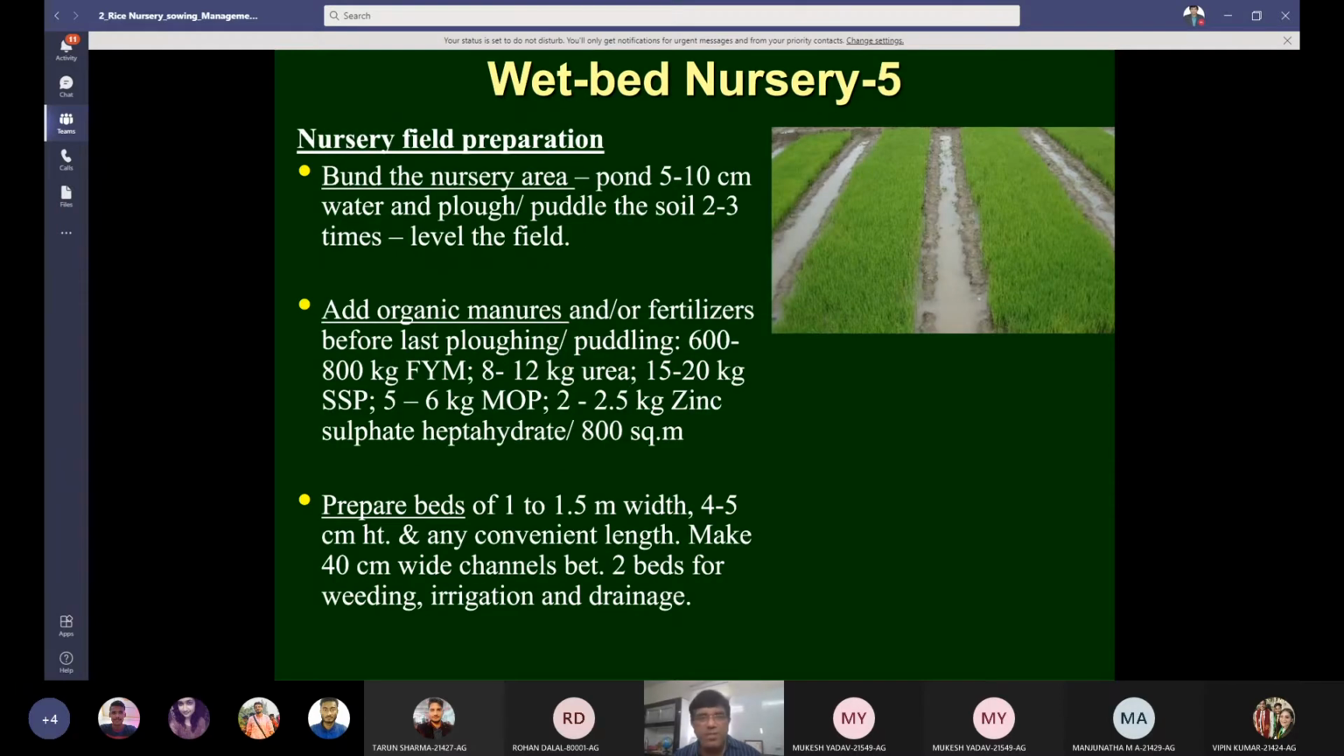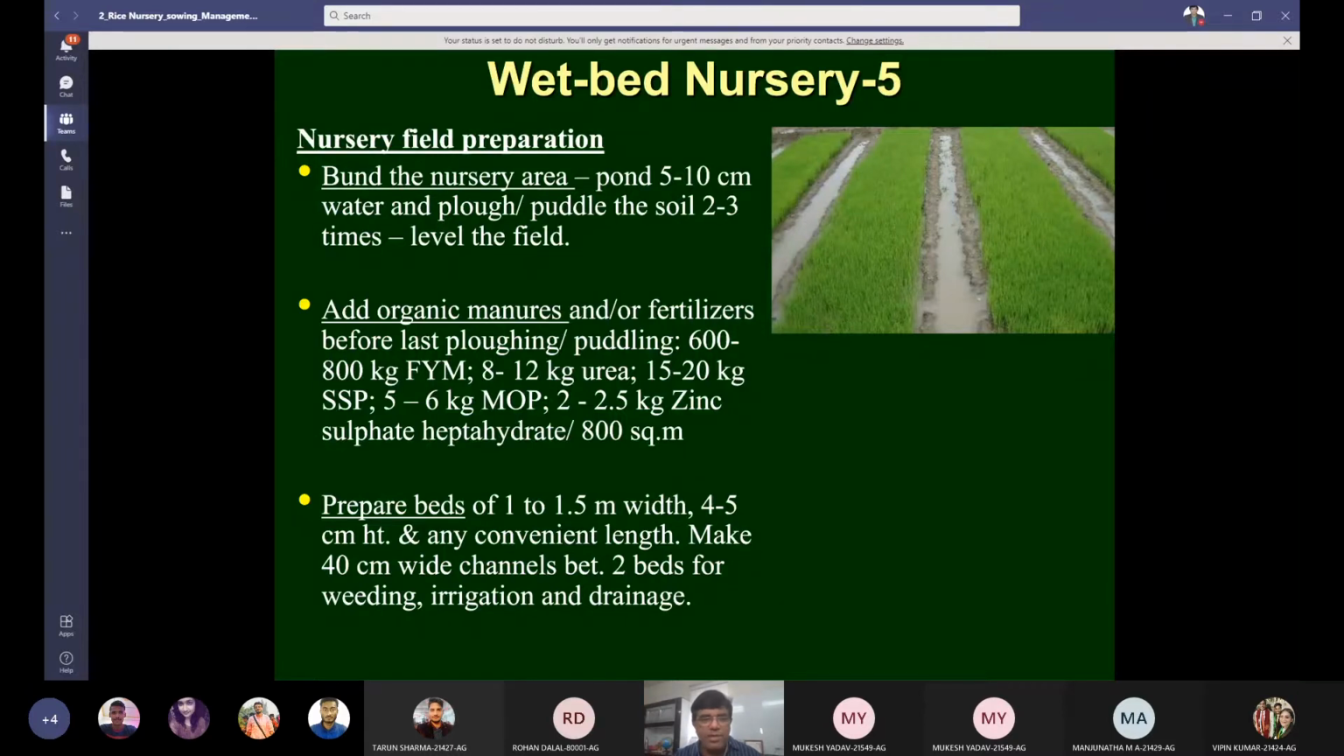So now, simultaneously you were preparing the nursery, and in the nursery you need to bund the area. Bund the area and pond 5 to 10 centimeter water, means put 5 to 10 centimeter water into the nursery area and plow or puddle. Puddle the soil 2 to 3 times and then level the field.